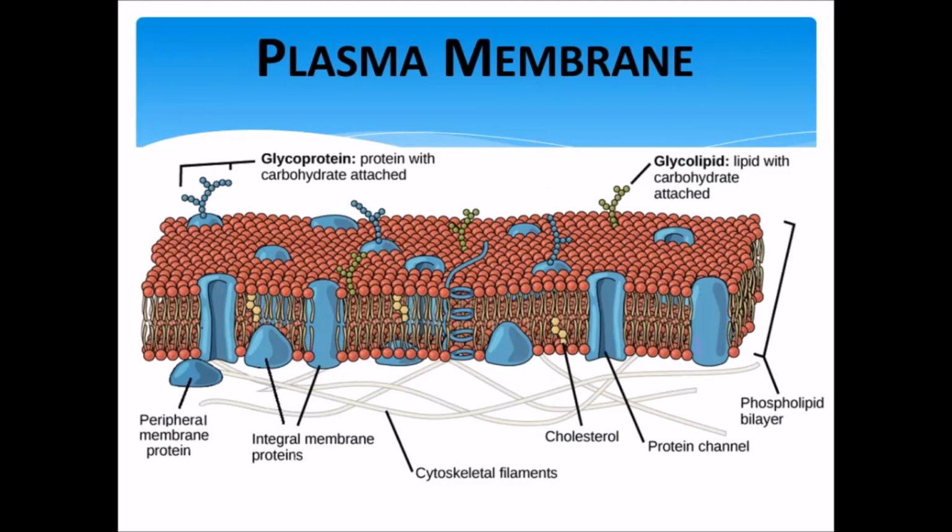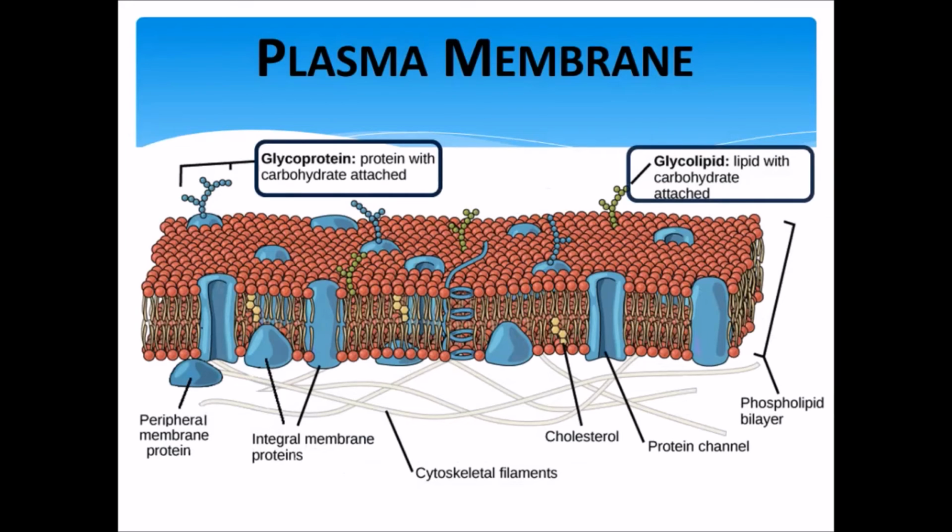Carbohydrates are the third major plasma membrane component. They are always on the cell's exterior surface and are bound either to proteins forming glycoproteins or to lipids forming glycolipids. Along with peripheral proteins, carbohydrates form special sites on the cell surface that allow cells to recognize each other. This recognition function is very important to cells, as it allows the immune system to differentiate between body cells and foreign cells or tissues.